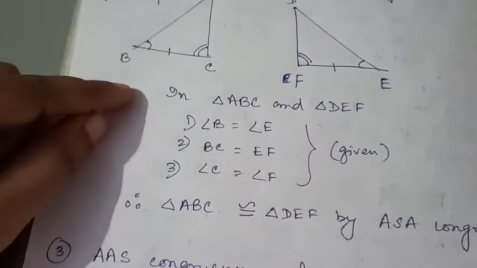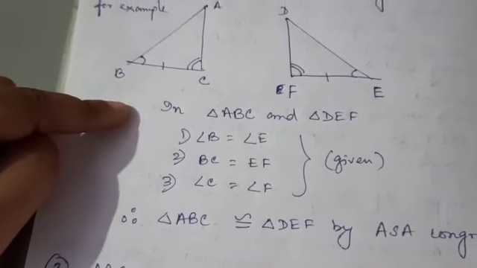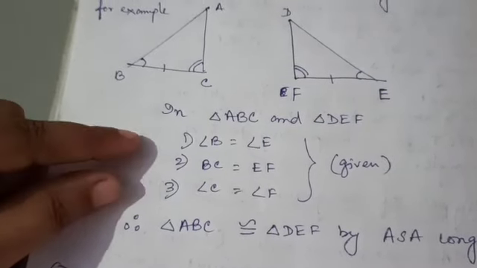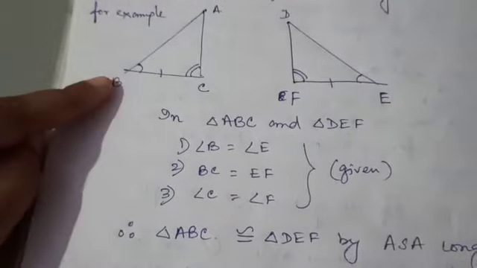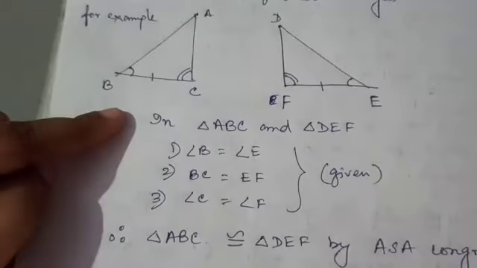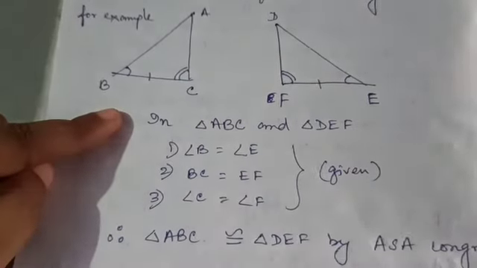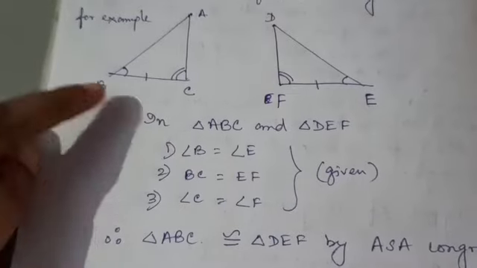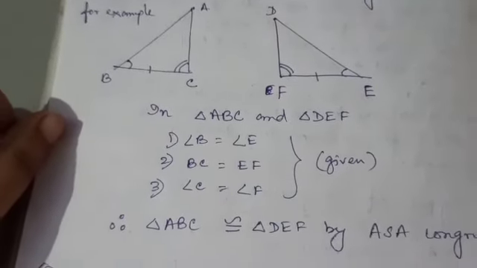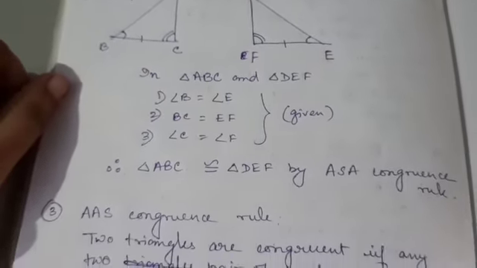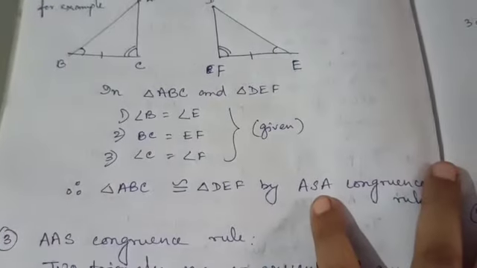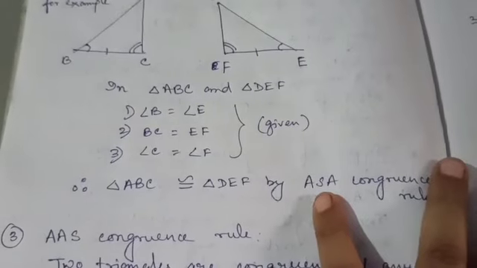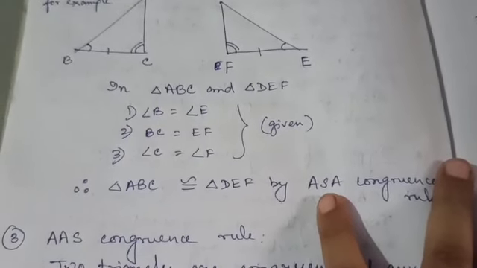Now how will we write? We will write in triangle ABC and in triangle DEF, angle B is equal to angle E. Then the included side, so BC is equal to EF and angle C is equal to angle F. So by angle side angle congruency rule, triangle ABC is congruent to triangle DEF.